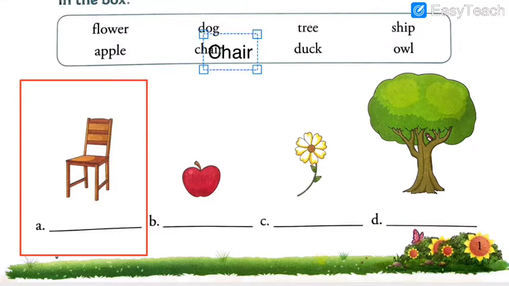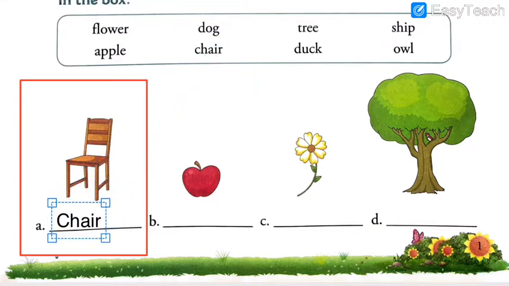C-H-A-I-R, chair. I will place the answer in the blanks properly. So this is how you are also going to write the answer in your textbooks. For those who are not having the textbooks, don't worry. You have given the heading exercise 1. You can simply write answer A, chair. Once you will have the textbook, you will be able to copy the answer properly. So this is the name of thing, chair. I hope you have written the answer in your book.